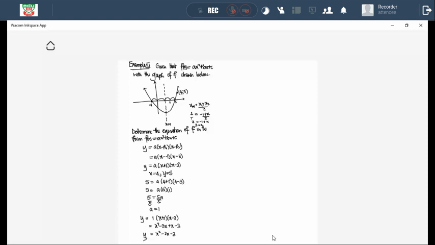Okay, so it means my function f of x is equal to x squared minus 2x minus 3. That is the equation of the drawn parabola. As simple as that. And this is how you deduce the equation of a drawn parabola.